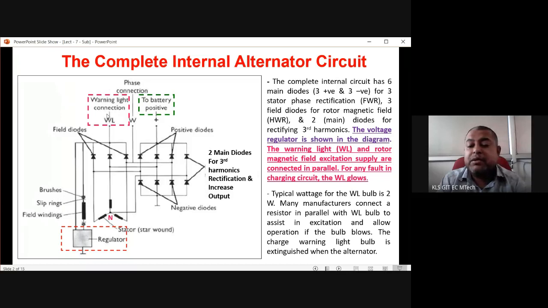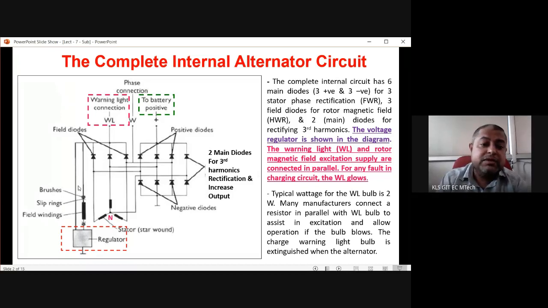If there is any problem with the power supply unit, the warning light will glow and give us an indication that yes, there is a problem with the power supply unit. And in parallel, you can see this is coming to the alternator field. So the field is producing the MMF. MMF is the magnetomotive force.